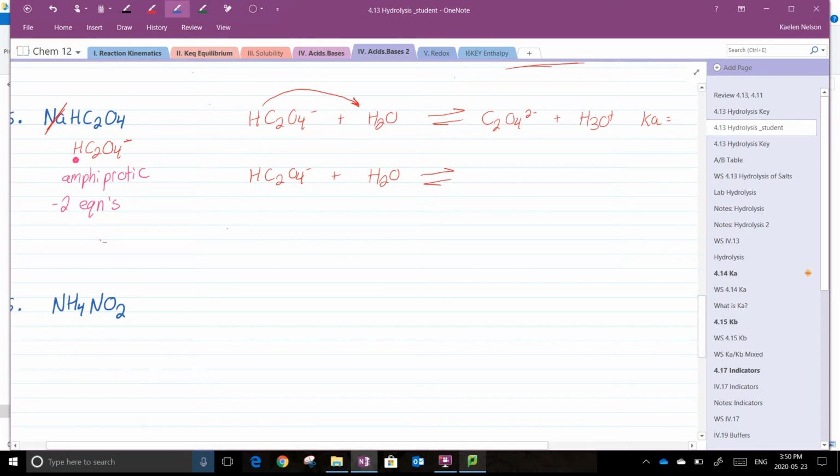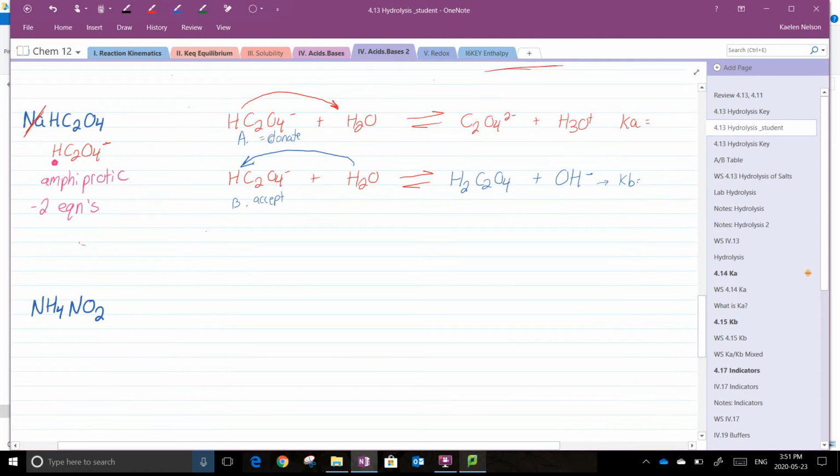And then this one, I'm going to go the opposite way with my H, and I'm going to accept an H. So this is H2C2O4 plus OH minus, and this is a base, which means I'm going to need a Kb. Okay, so in this case, this was an acid, and acid donates, and in this case this was a base and I accepted. Develop your own pattern, but I always do my top equation with the donate and my bottom with an accept.